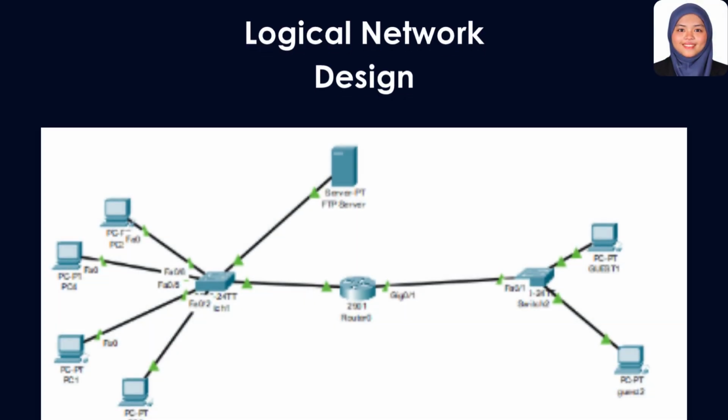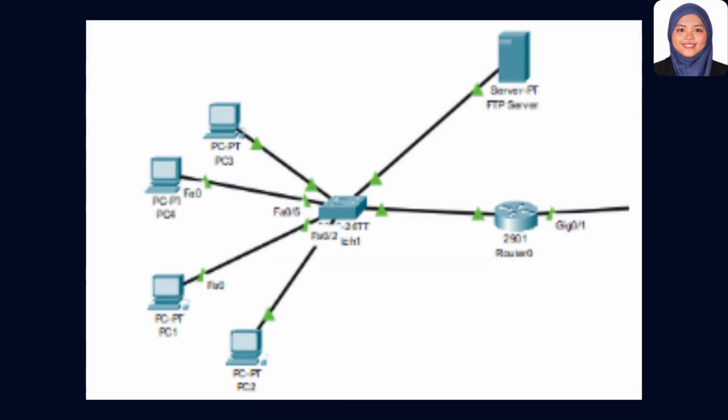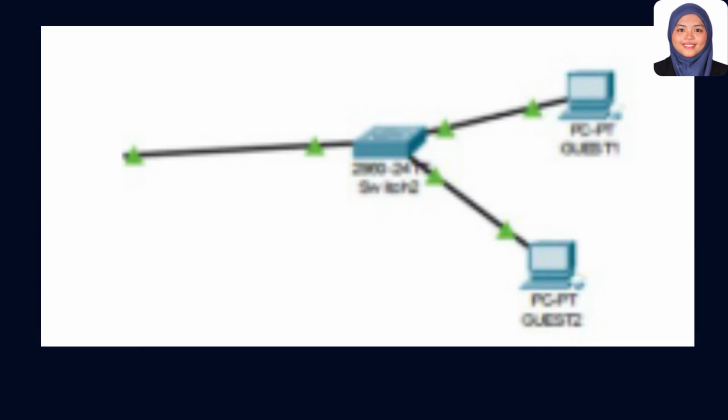Next, this is the logical network design for this project, which is the same as the previous one, but in a different design type. This is the overview of switch 1, where it is connected with PC1, 2, 3, and 4, and also the FTP server. The switch is connected to the router, while this is the overview of switch 2, where it is also connected with the router, and then connected with PC5 and PC6, which are guest 1 and guest 2.